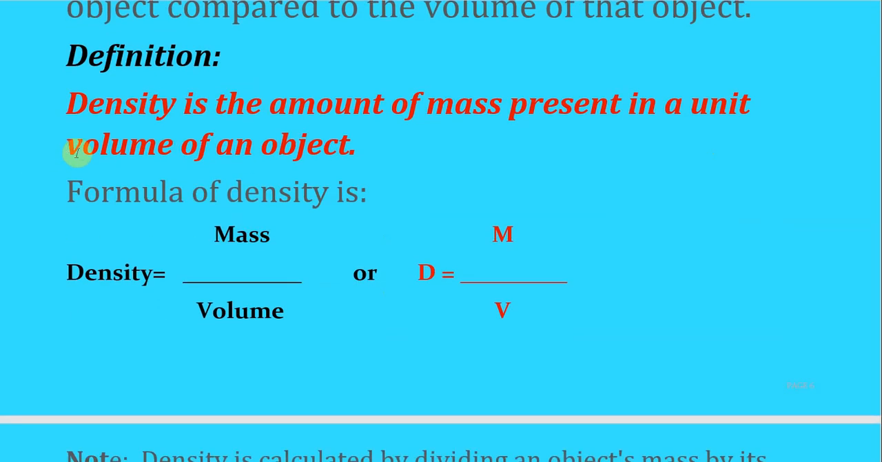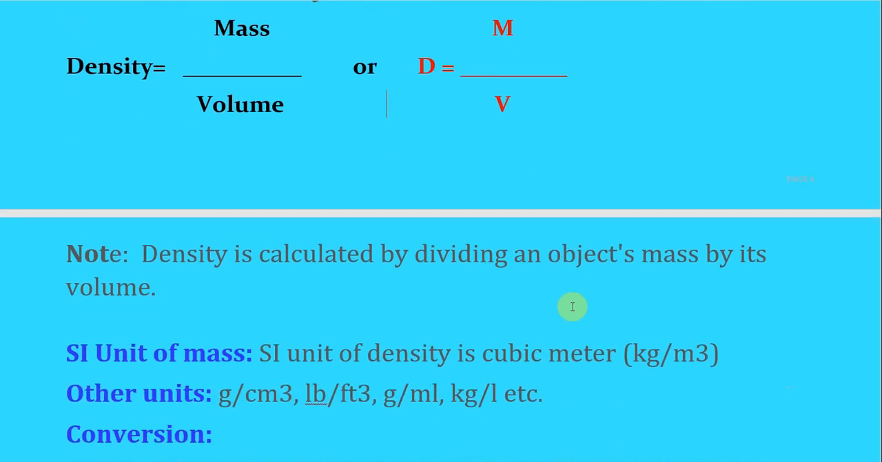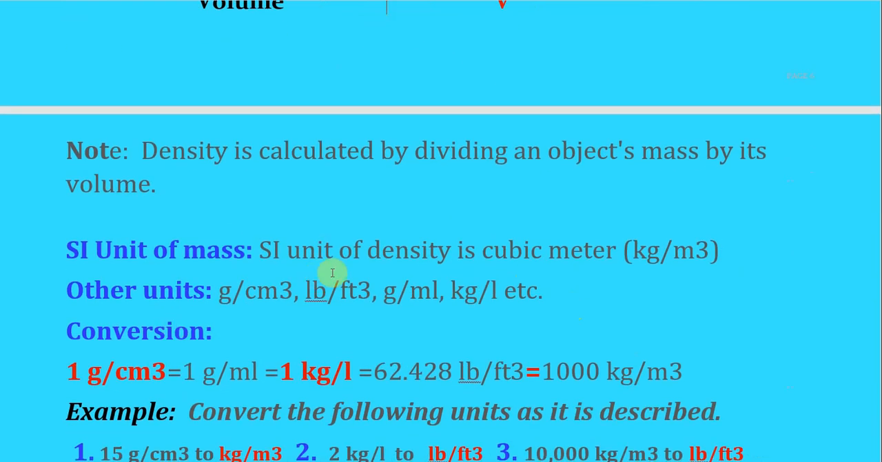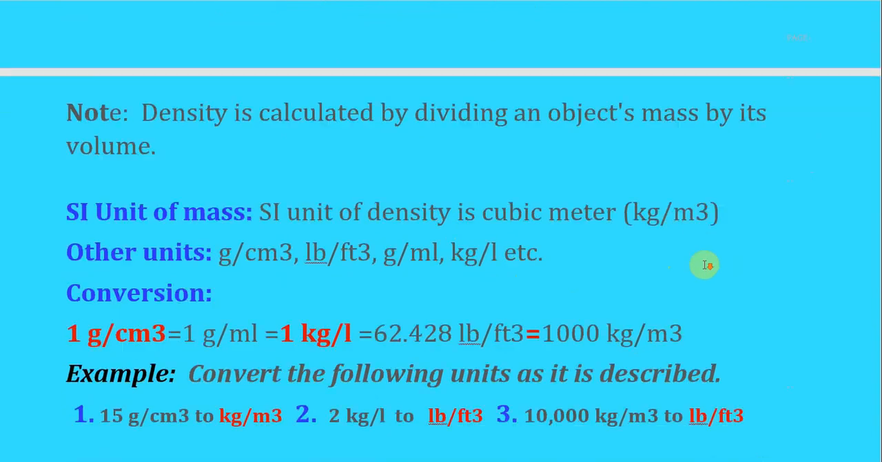We can also say density is the ratio of mass and volume. To calculate the value of density, we use the following formula. Density is equal to mass upon volume, or D is equal to M over V. So density is calculated by dividing an object's mass by its volume. The SI unit of density is kilogram per cubic meter.